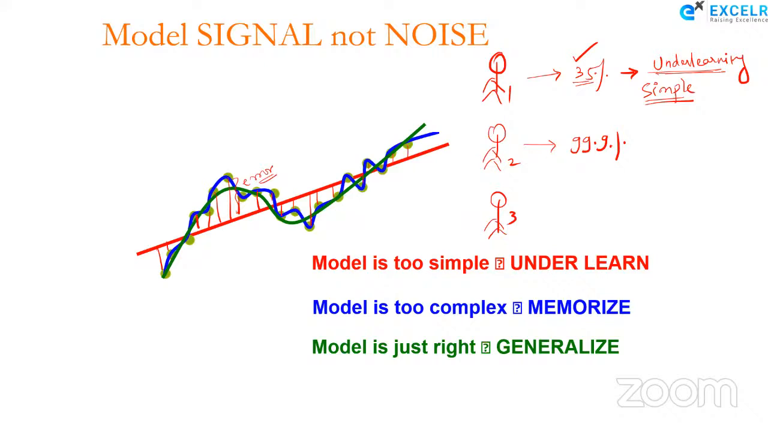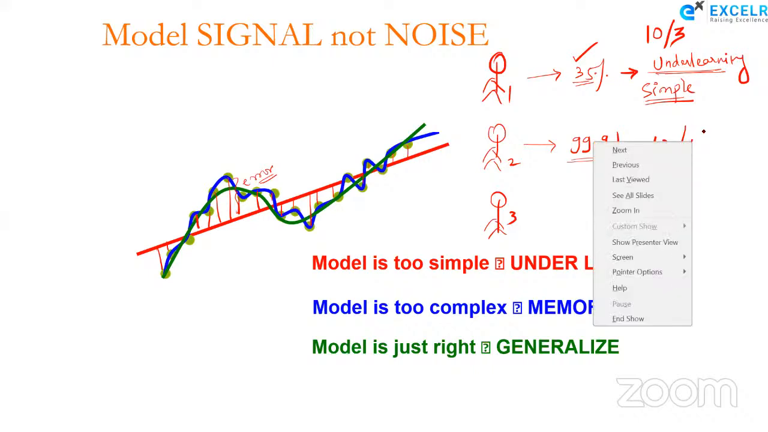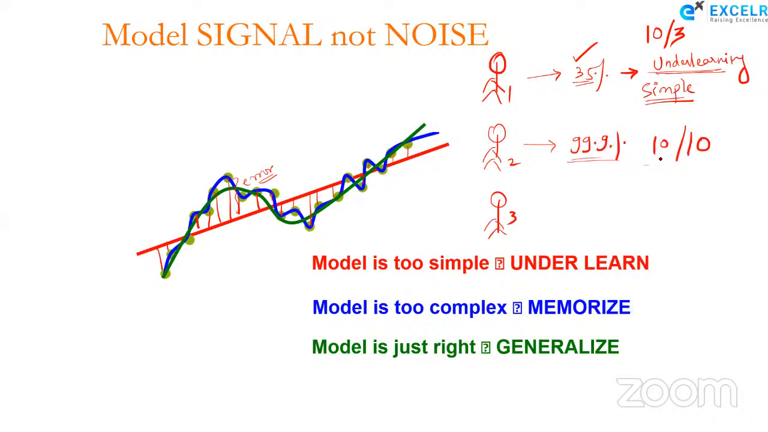So will he study all the chapters? This guy will study, out of 10 chapters, let us say, 3 chapters. What about this guy who wants to attain 99.9%? Will he leave any chapter from the subject, or will he study all the 10 chapters? He'll study all the 10 chapters, right? Because he does not want to lose even a single mark, correct? So he'll study all the chapters. So this is a representation of a complex model.